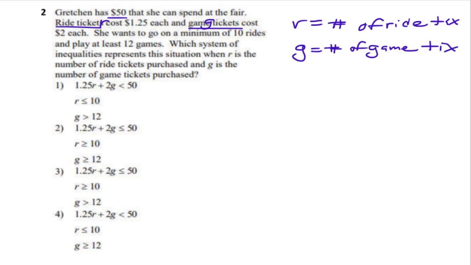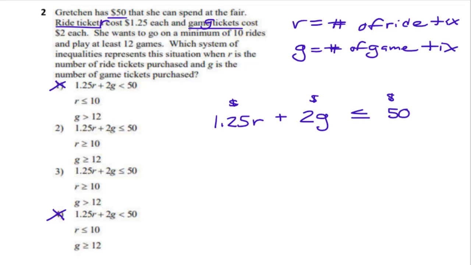So let's start with the money. We know she has $50 that she can spend. The ride tickets cost $1.25 each, R. And game tickets cost $2 each, G. Adding those up, she has $50 to spend. Now I can look at the choices, now that I have kind of a situation going. I can spend less than 50, but technically I have $50. I could spend all of it, so I could put the equal sign there, which automatically crosses out two choices for me, choice 1 and choice 4. All right, now I have a whole bunch of other inequalities to write.